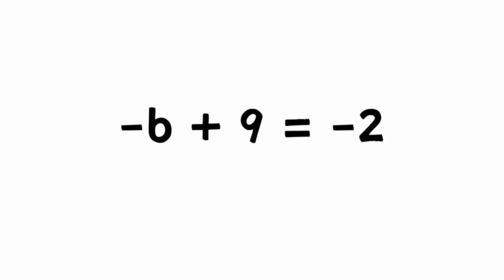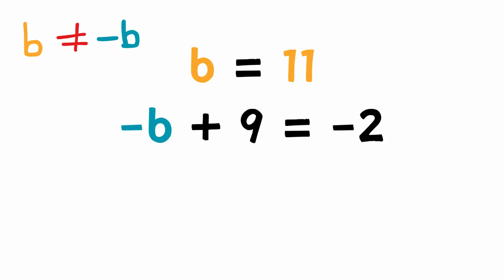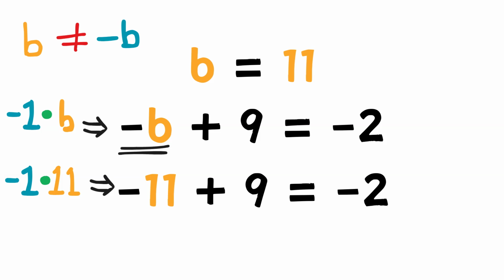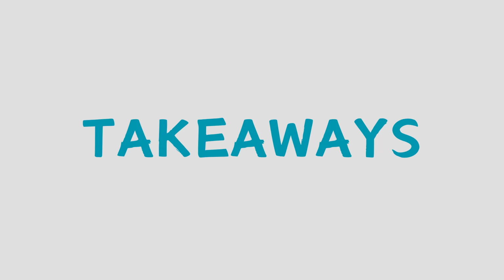So now let's put b back into the original equation. It may be tempting to replace negative b with 11, but remember, we solved for b, not negative b. So we would actually get negative 11 plus 9 equals negative 2, which is correct. Okay, that's it for this video. Here's all that we covered.